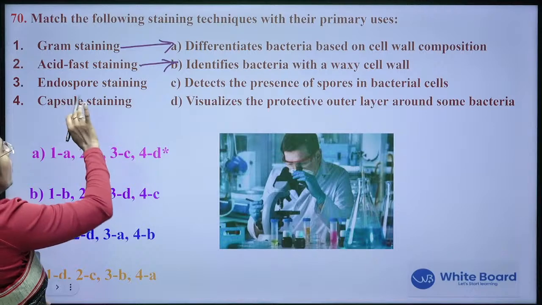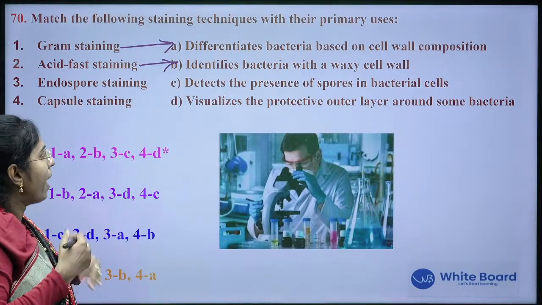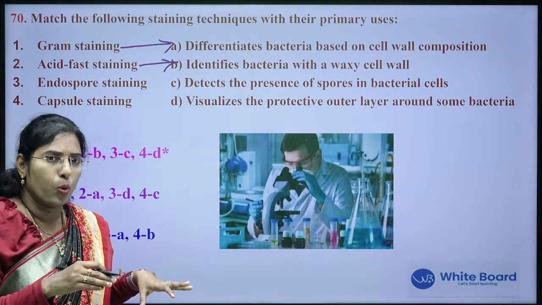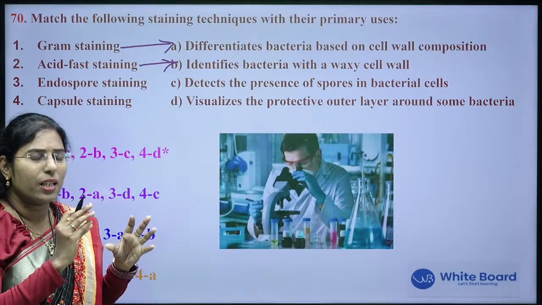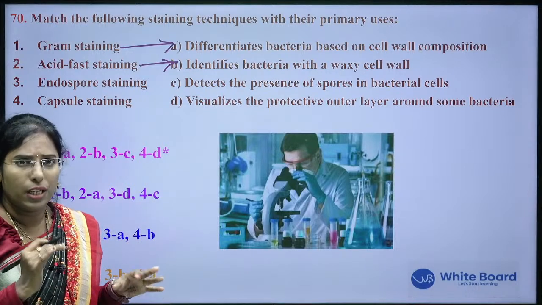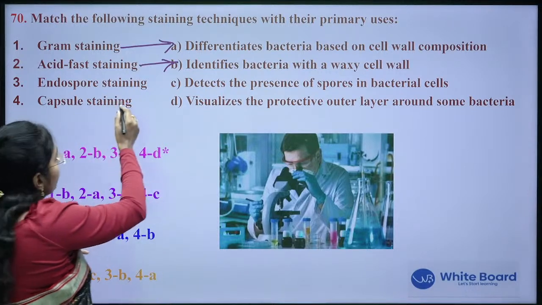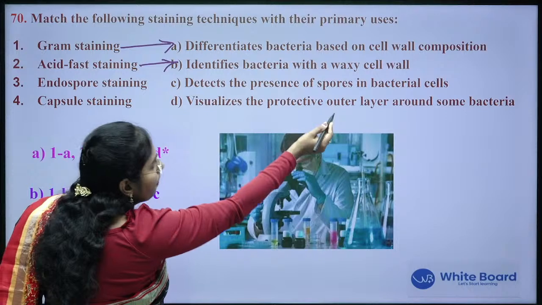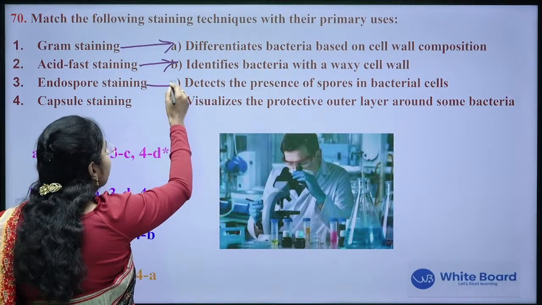Okay. Next, endospore staining. Some bacteria will be having endospores that are in a dormant stage, and they will be very strong and it prevents easy killing of that one. So this endospore staining detects the presence of spores in bacterial cells.